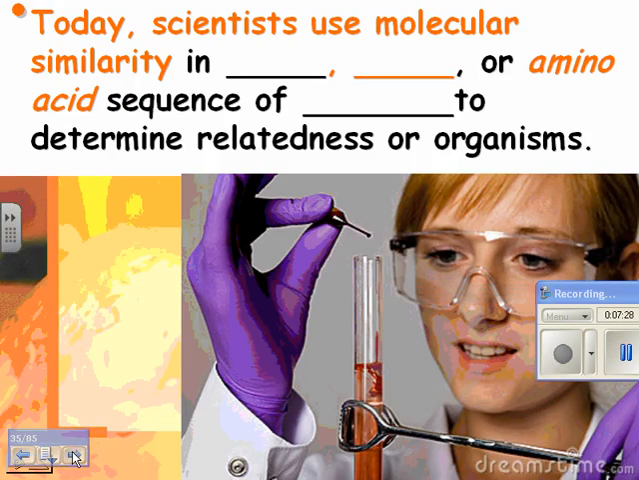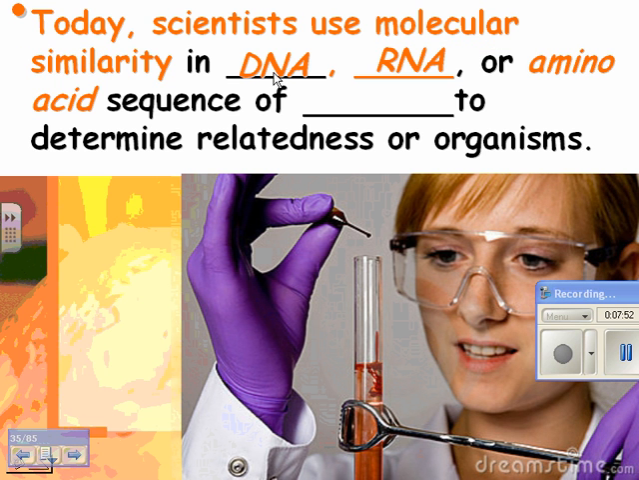Today, instead of looking at homologous structures, although we do still do that, scientists use molecular similarity. So remember what a molecule is, right? A bunch of atoms put together. And when we talked about the important molecules, we talked about carbs and lipids and proteins and nucleic acids. The ones really important for genetic information are DNA and RNA. So we look at the sequence of As, Ts, Cs, and Gs in DNA or As, Us, Cs, and Gs in RNA, and we look at what that produces, the amino acid sequence of proteins, and that helps us determine how closely organisms are related.